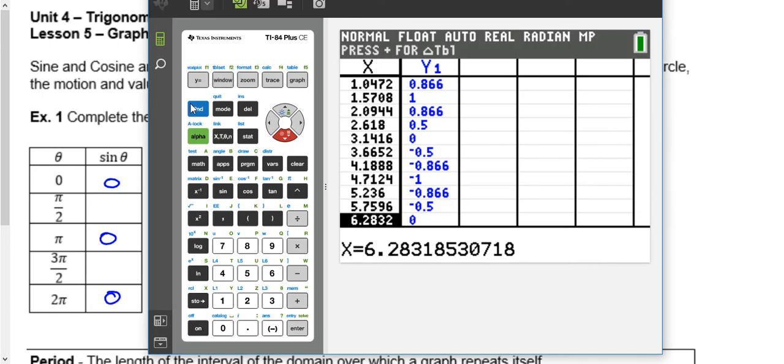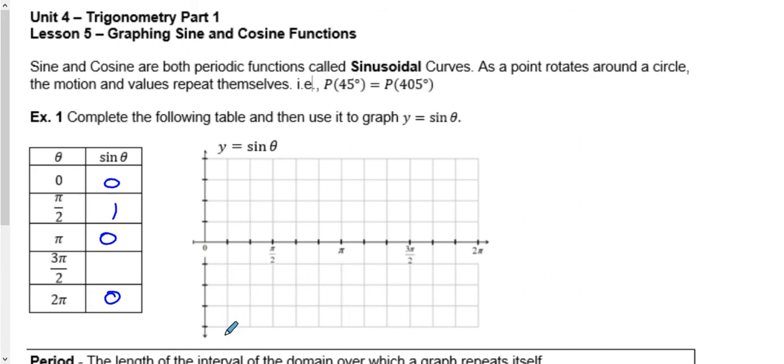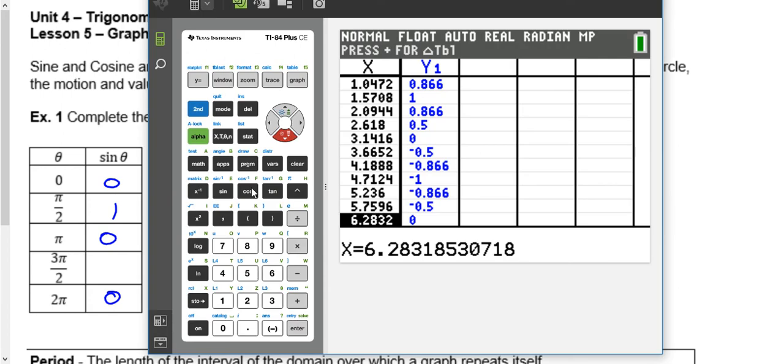At pi over 2, which is half of 3.14, which is about 1.57, it is 1. And at 3 pi over 2, which is about 4.7, we're at negative 1.